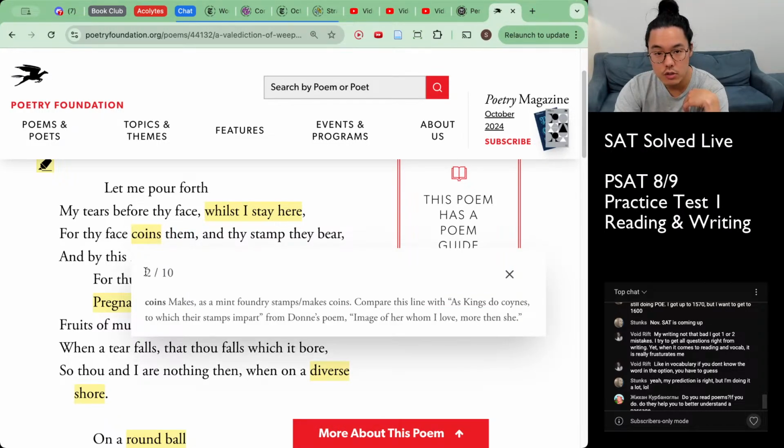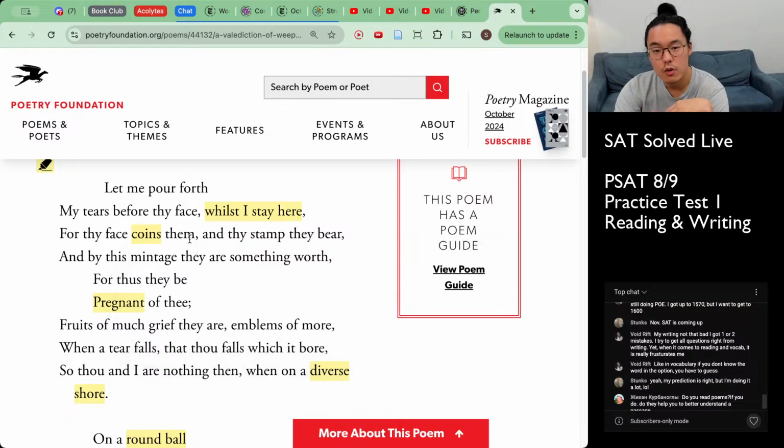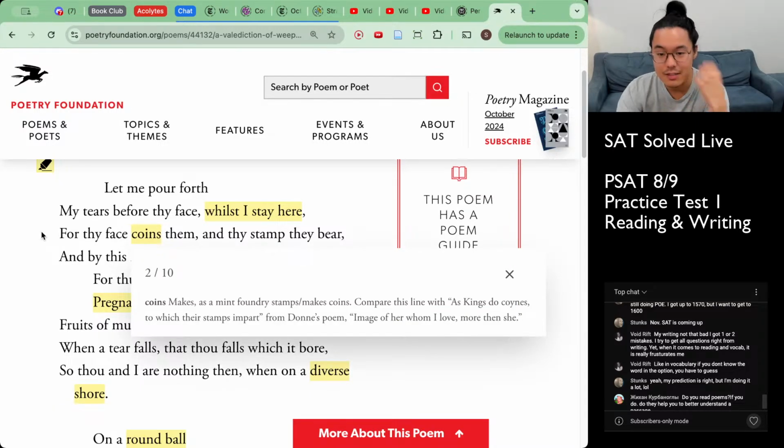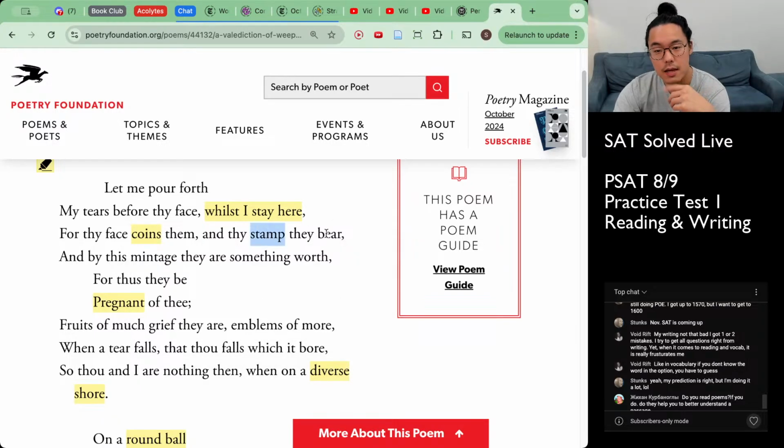Well, here on poetryfoundation.org, they actually tell you what coining means, right? It turns it into a coin. So your face is stamped on my tears or something. Oh, it literally says "stamp" right here. My tears bear your stamp; they carry your mark. Well, this is actually grammatically perfect. There is nothing wrong grammatically in this structure. "And by this mintage, they are something worth."